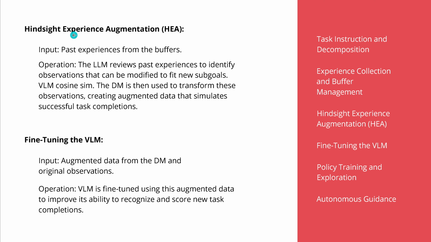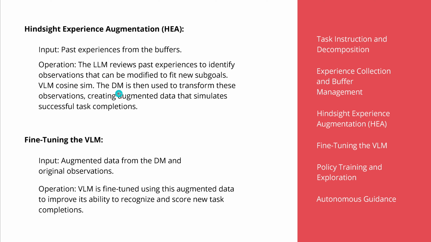Point number 3, this beautiful new Hindsight Experience Augmentation. Input is whatever there is in our buffer, past experiences the robot experienced in the last 10 rooms, and the operation is the LLM reviews past experiences to identify observations that can be modified to fit the new sub-goal. Then we have the vision language model that calculates the cosine similarity between the sub-goal or the sub-task and whatever we have in our embedded visual encoder.